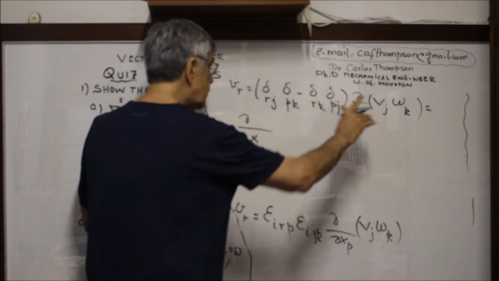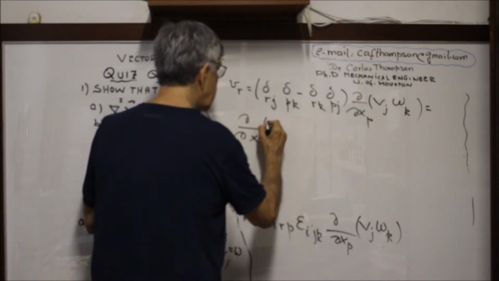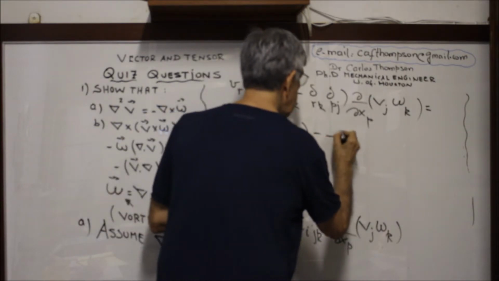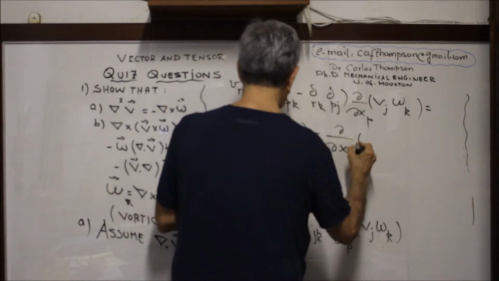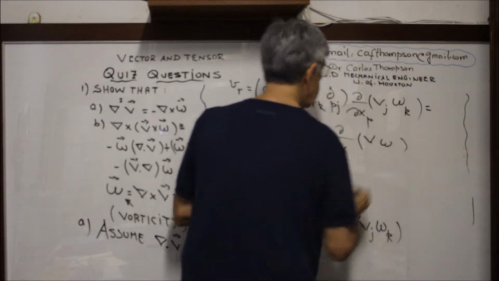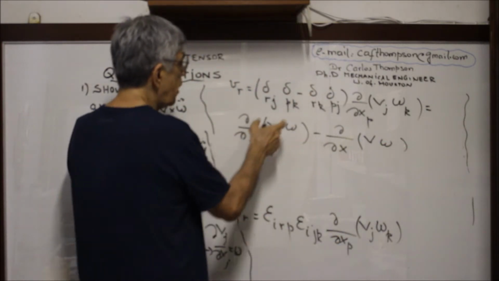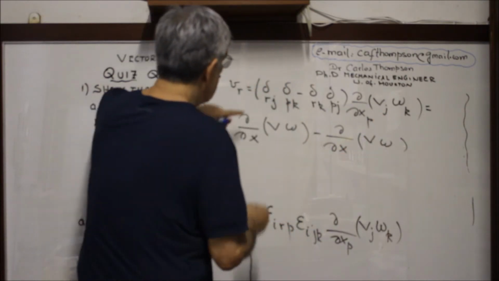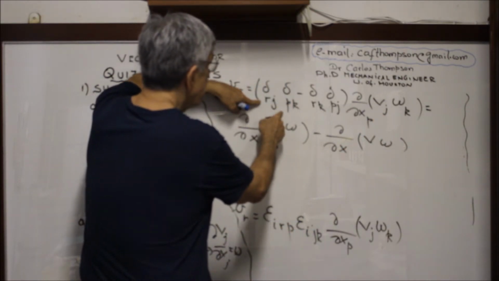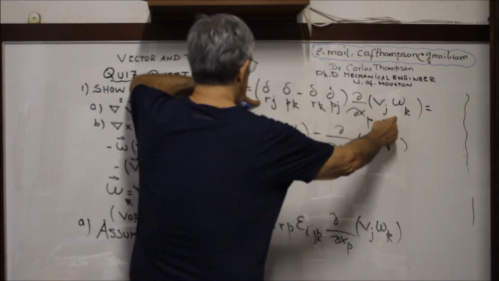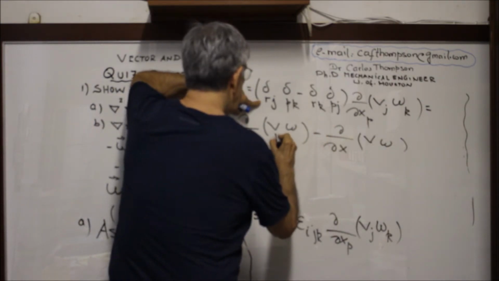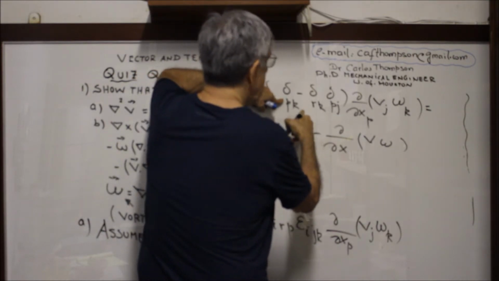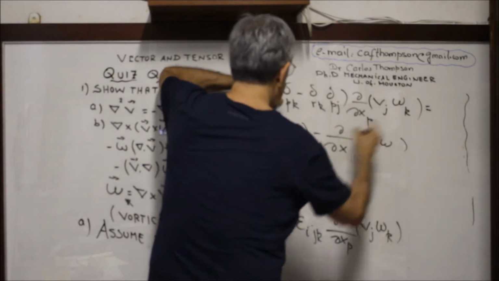Partial x, don't put symbols now. V omega minus partial of x V omega. Now let's see. Now let's work this. We'll operate on that one. Look, RJ, this is V. So this will be VR. You see RJ. Now PQ. You see, this will be P.